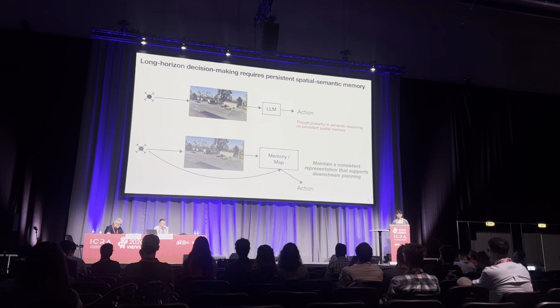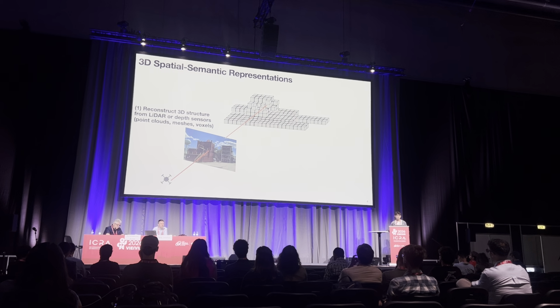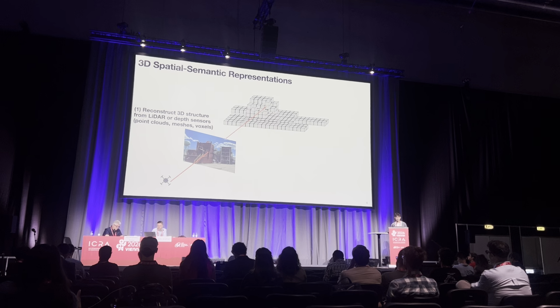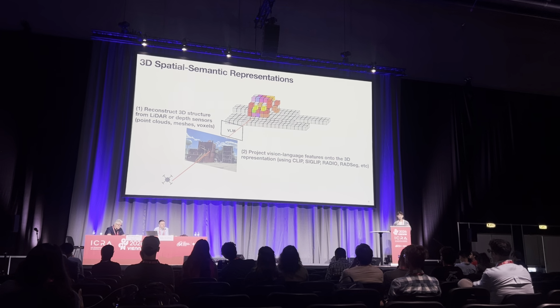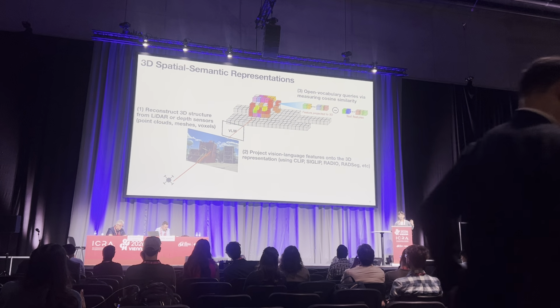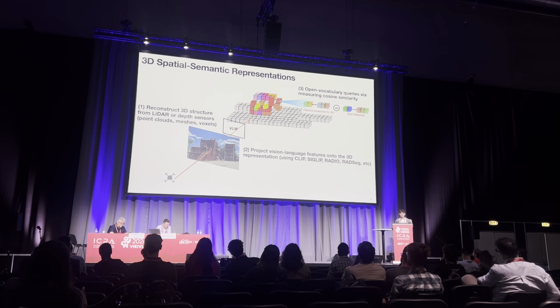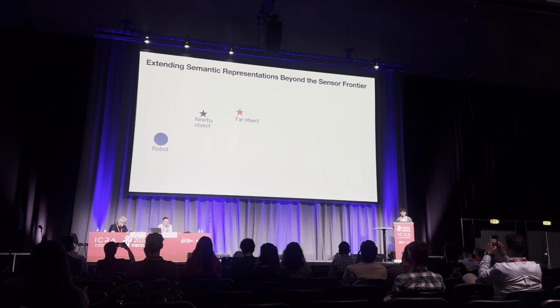long-horizon decision making. What I mean by spatial and semantic representation is that given images, robots can first reconstruct 3D structures using LiDAR or depth sensors, and then we can project visual language features onto the 3D representation using different kinds of visual foundation models, and then we can compute the cosine similarity between the latent features in the 3D and the text features later.